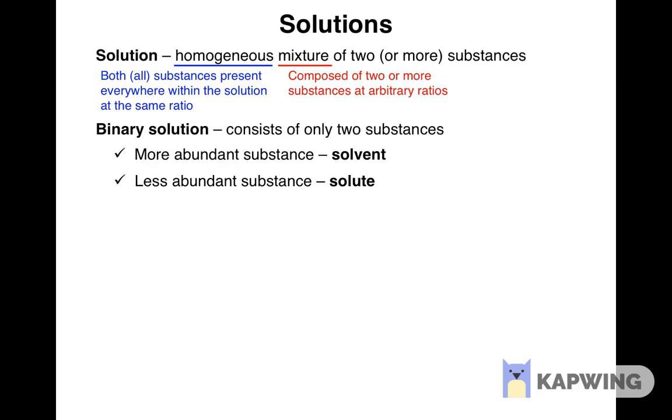Not all substances can dissolve in one another. The ability of a substance to dissolve in another substance is referred to as the solubility. When we speak about solubility, it is always important to specify both the solute and the solvent, because most substances are soluble in some substances but not in others.